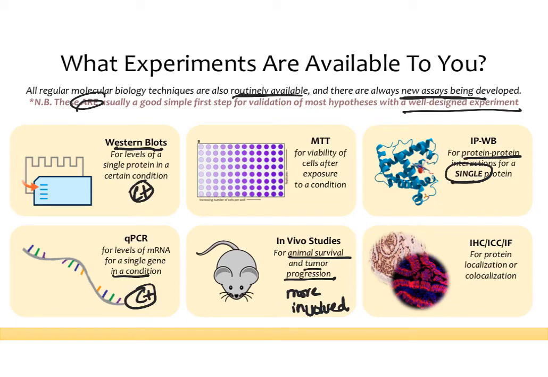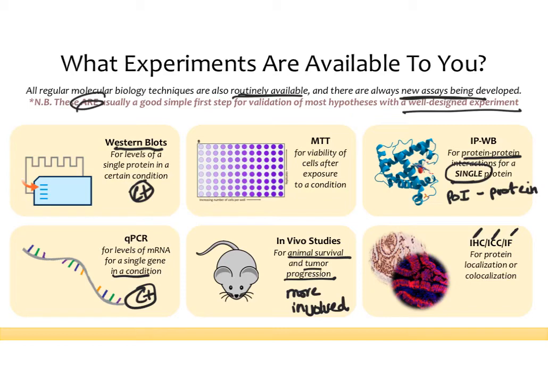So unlike the large IP mass spec we did, where you could identify every protein binding to a protein of interest, these will be protein of interest and will allow you to identify maybe one or two proteins that are binding to that protein. And then finally, we have immunohistochemistry, immunocytochemistry, immunofluorescence. All of these terms mean something slightly different. So this one refers to tissues, this refers to cells, and this refers to technique in general.